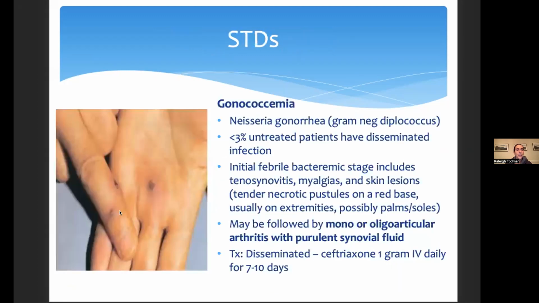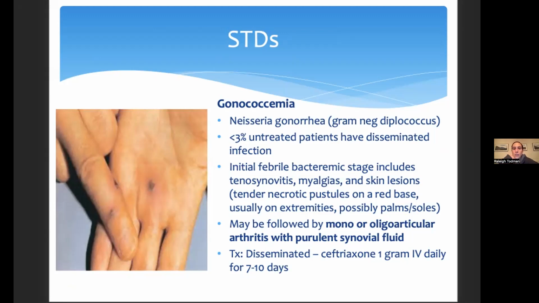All right, this slides us into some more STDs, because those often come with fun rashes. So gonococcemia is when Neisseria gonorrhea becomes systemic. In less than 3% of untreated patients with gonorrhea get disseminated infection. That still seems like probably a lot, but I've never seen this. I don't think I've ever seen it.